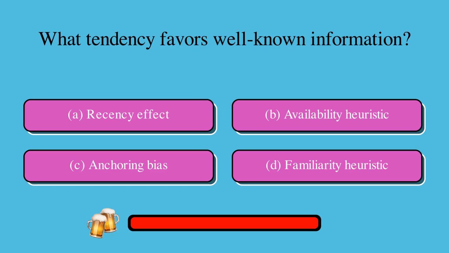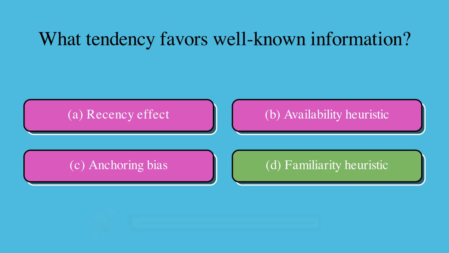What tendency favors well-known information? Is it A, recency effect, B, availability heuristic, C, anchoring bias, or D, familiarity heuristic? The correct answer is D, familiarity heuristic.